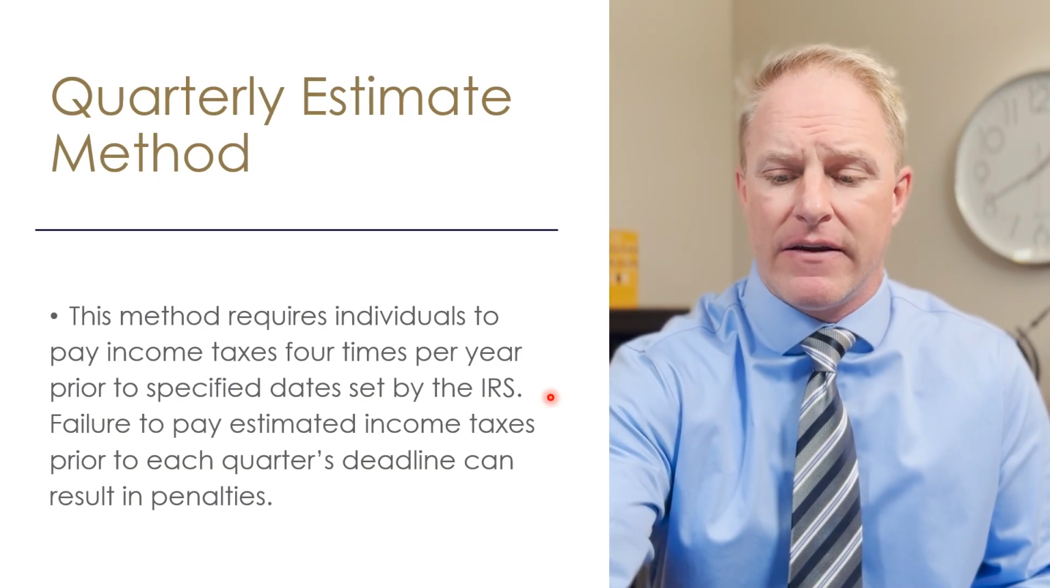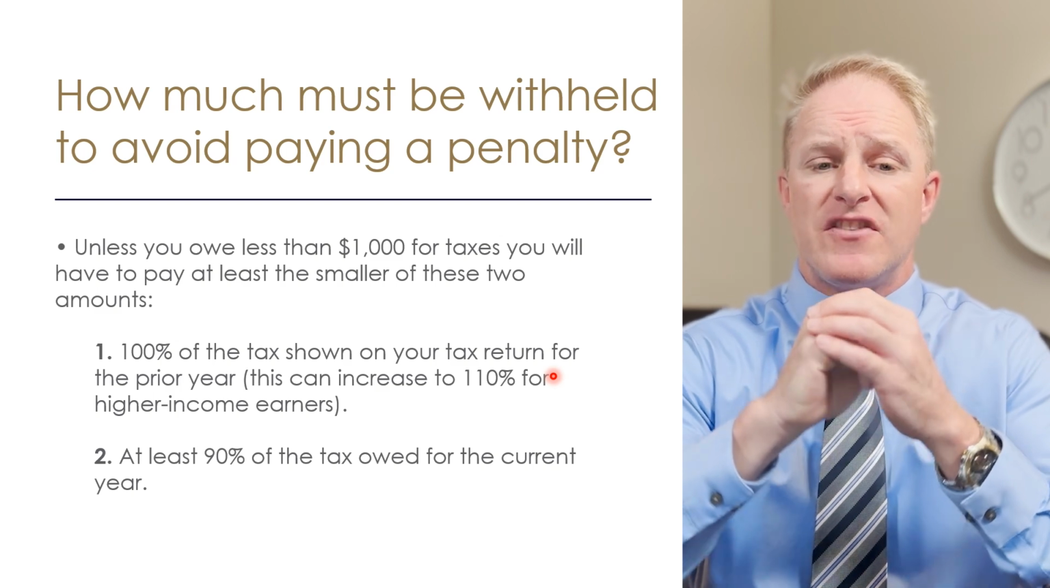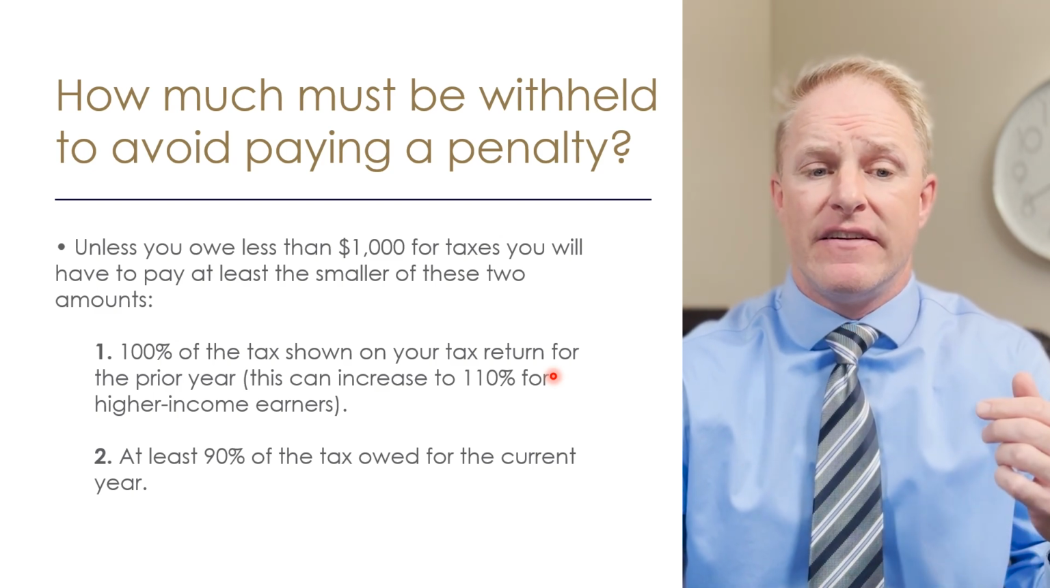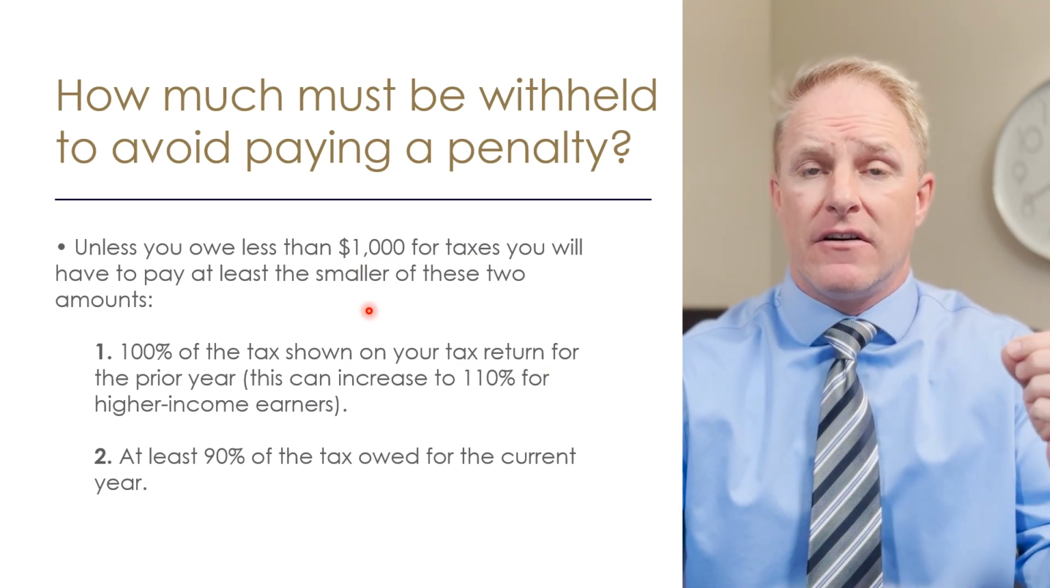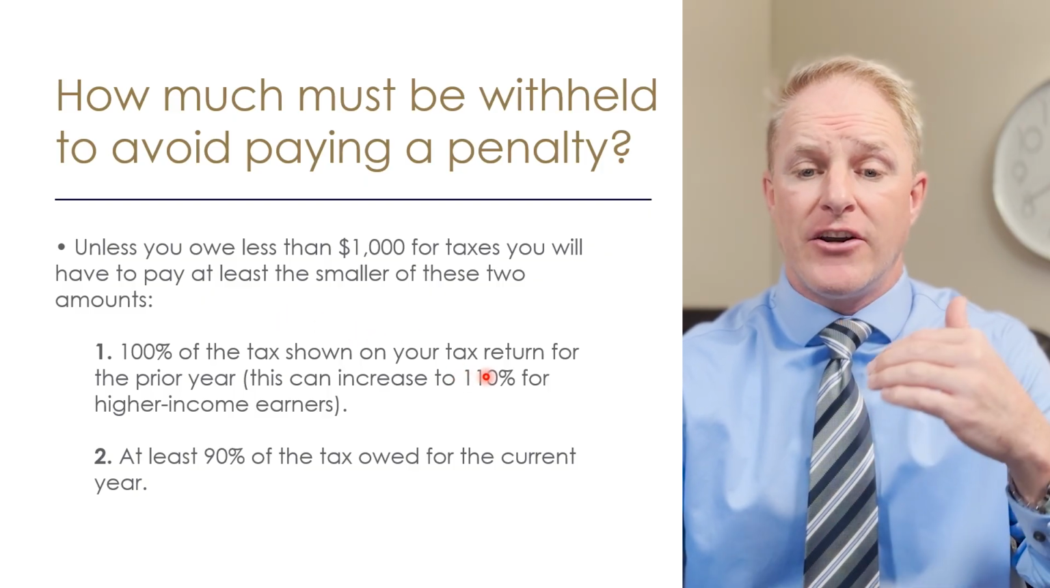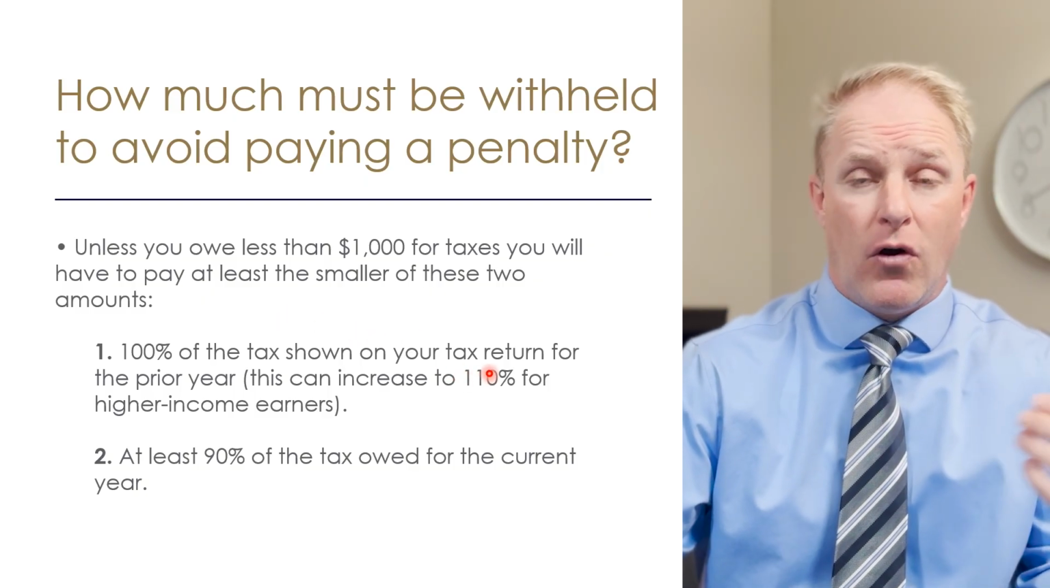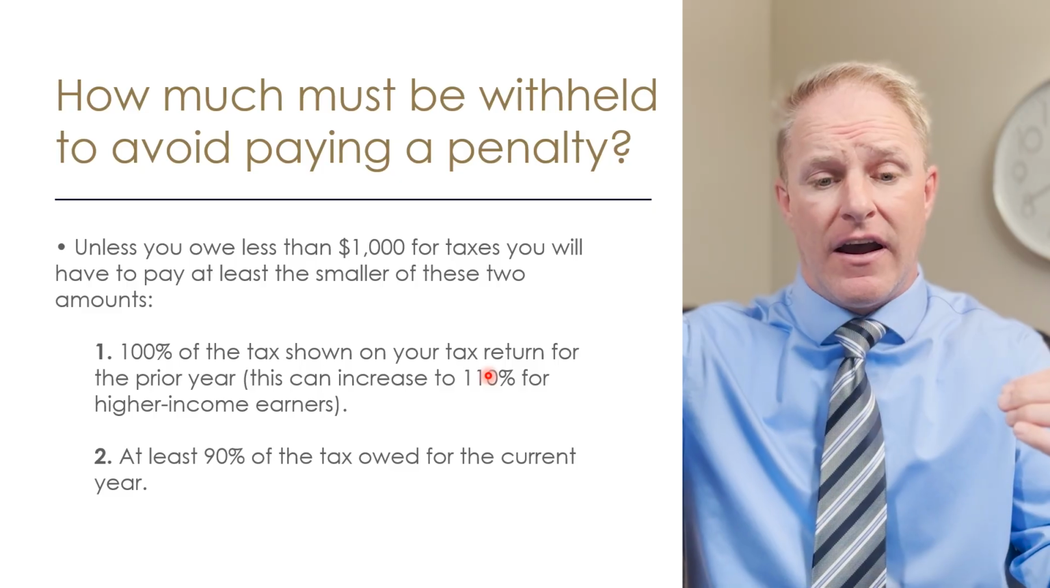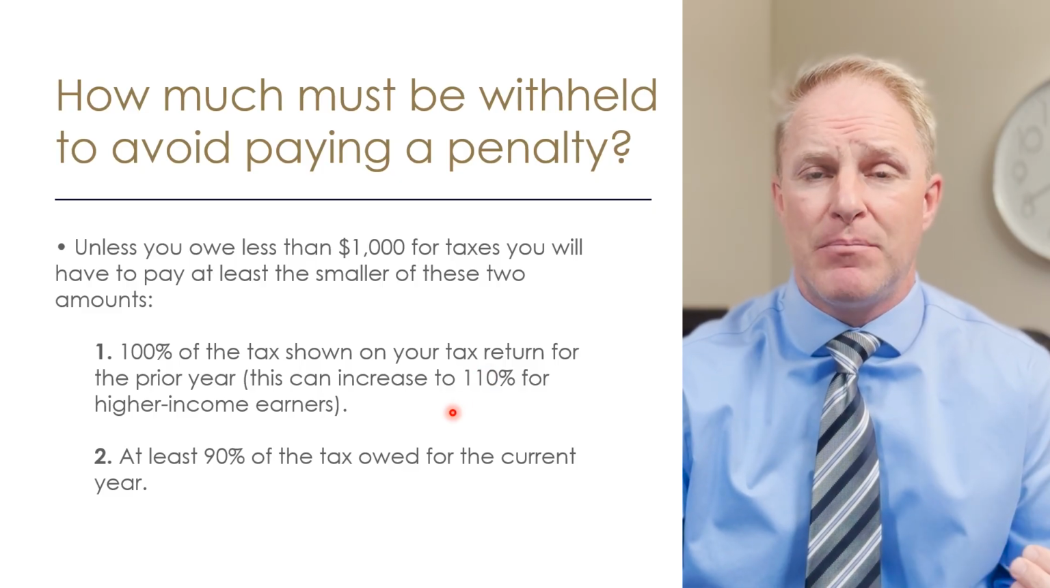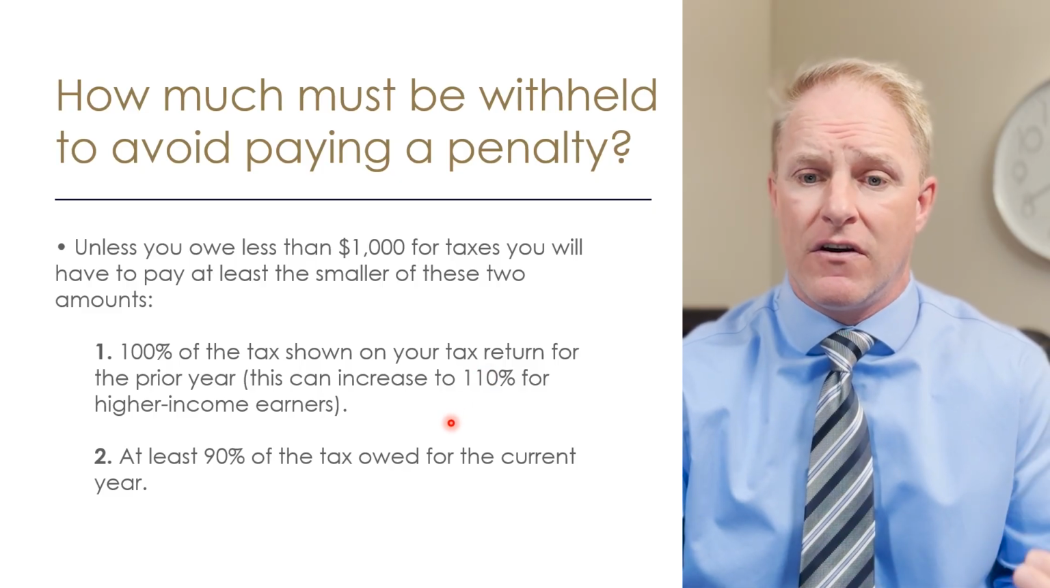As far as how much you have to pay in, again, this is either the lesser of 100% of the tax shown on your tax return for the prior year, or up to 110% if you're a high earner, or at least 90% of the tax owed for the current year. Some people can do a combination of the withholding method and the quarterly estimate method, and some people can just do one or the other, depending on your unique circumstances.